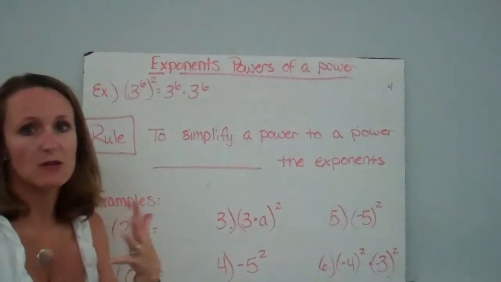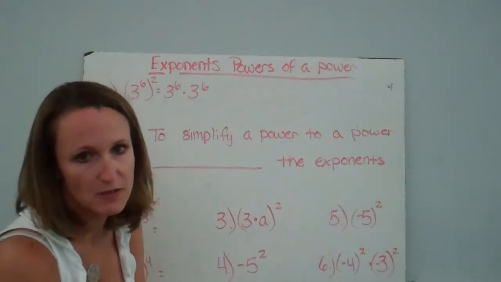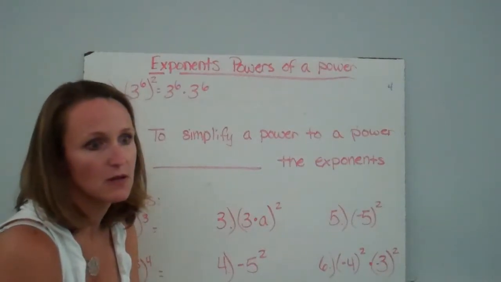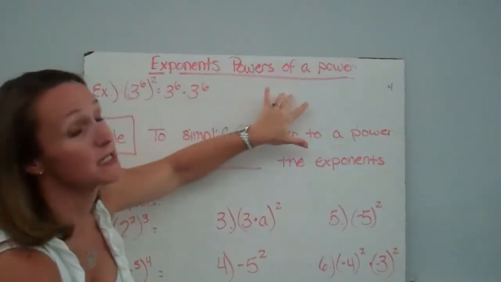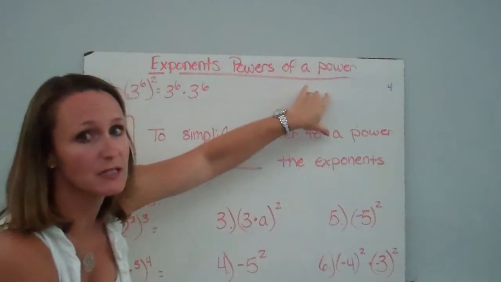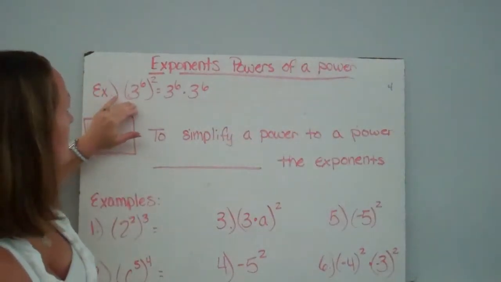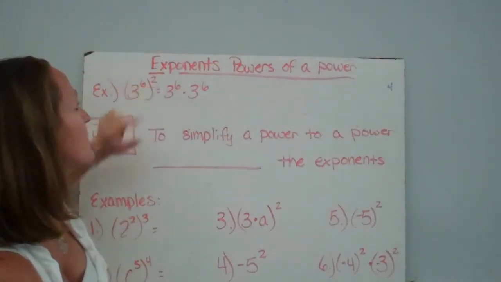In this video, we're going to talk about the last rule of exponents that you need to know. This should make six that we have learned. We want to talk about what happens if you have a power and you raise it to a power. In other words, we're taking our exponent to an exponent. For example, 3 to the 6th squared.